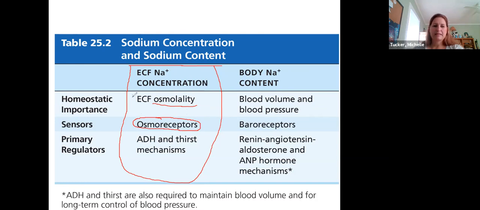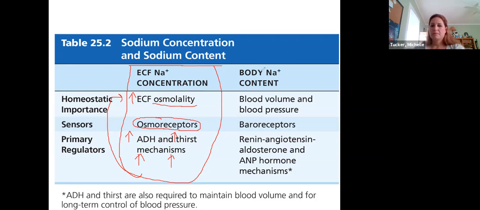If we get an increase in osmolality, meaning that there's too much salt present or not enough water present, then we are going to trigger the osmoreceptors. The osmoreceptors in the hypothalamus tell the posterior pituitary to increase antidiuretic hormone, and increased thirst mechanisms. This one increases water intake, and this one increases water reabsorption. And then that will return osmolality to 300 millimolar.